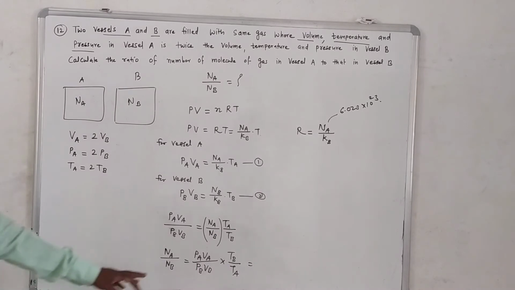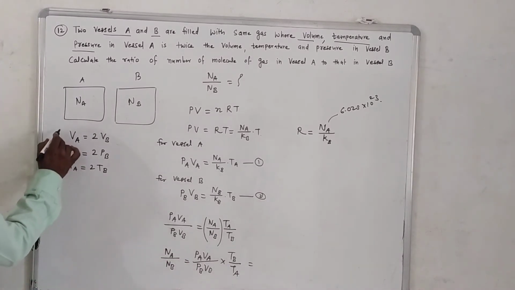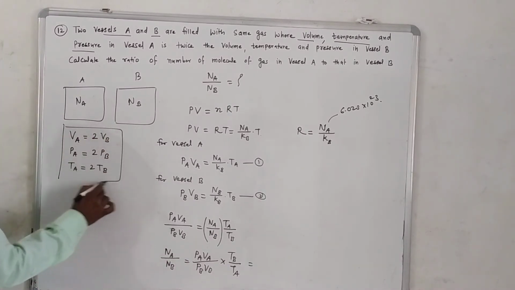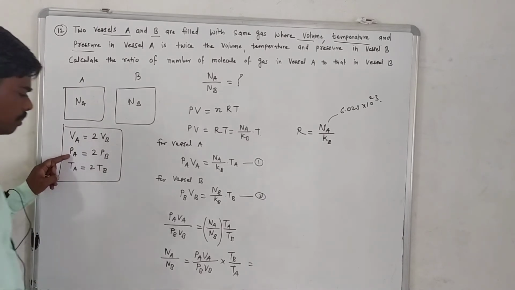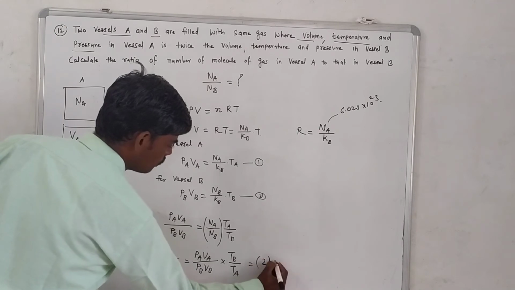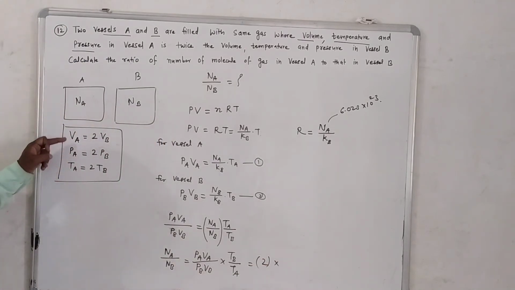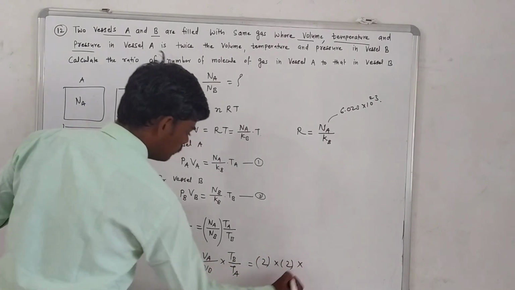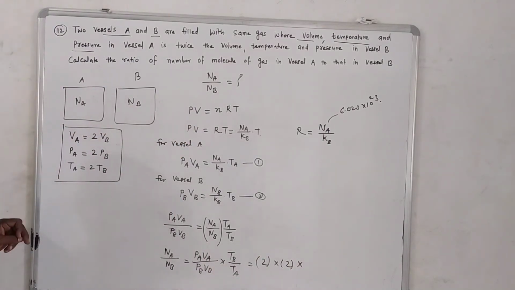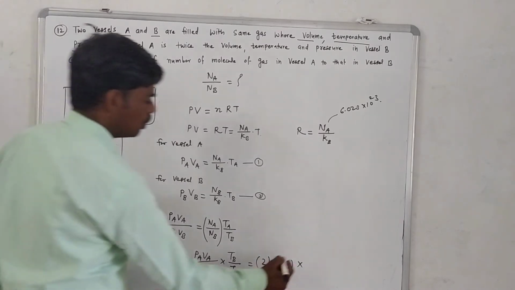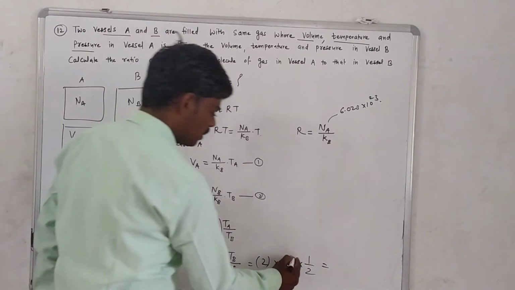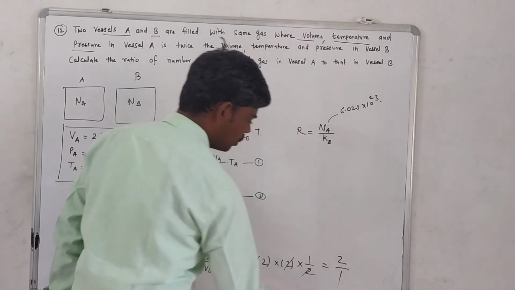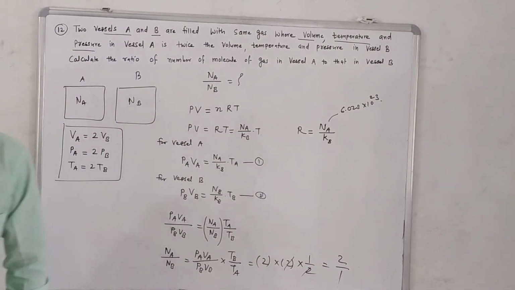Now simply substitute the values of Pa, Va and Ta from the given relations. Pa is 2 times Pb, here we get 2. Va upon Vb, again 2, and Tb upon Ta is 1 by 2. The 2s cancel, and we get the ratio 2:1.